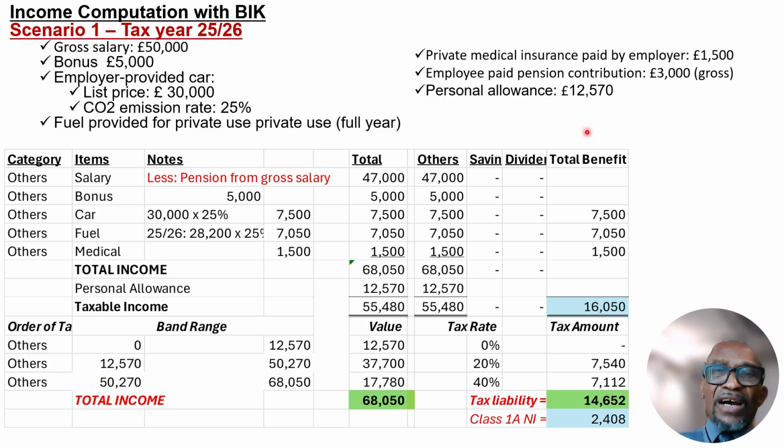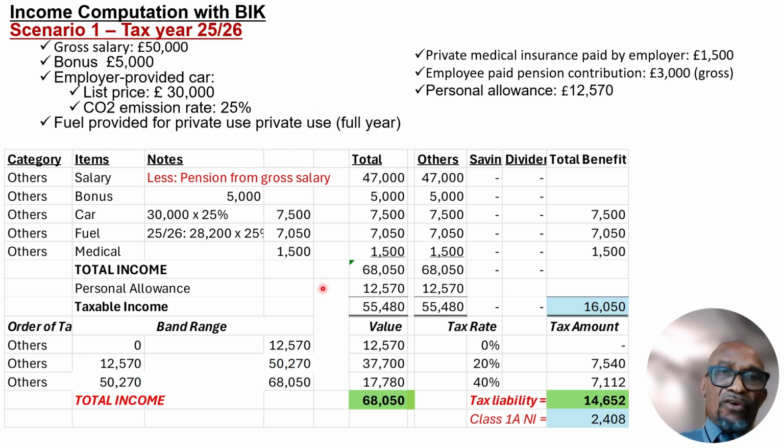If you notice, I have actually provided another column in addition to what I showed you last time. I provided a total column for total benefit. We extend all the benefits to this column. So the total benefit is 16,050. So the employer will pay the Class 1A NI at 15% on that, which is 2,408. That is the Class 1A NI.